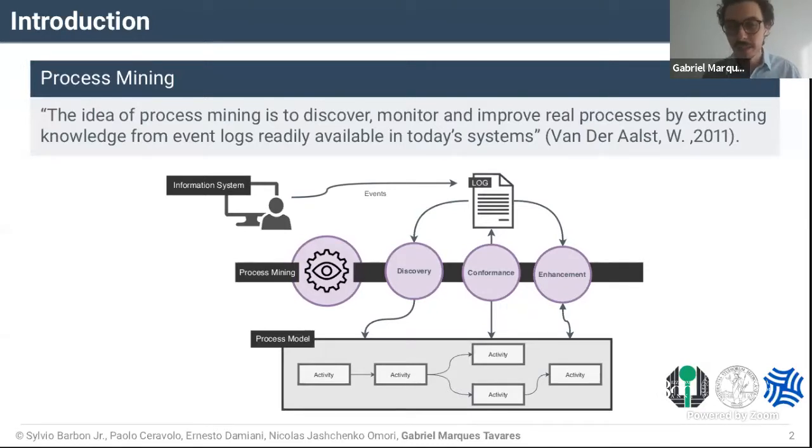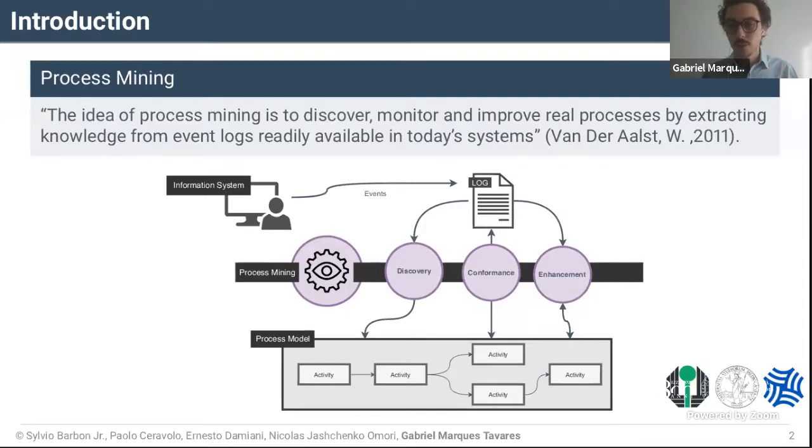So I have listed here the three main traditional tasks of process mining, which are process discovery, conformance checking, and process enhancement. But of course, we have several additional tasks such as process prediction, variant analysis, anomaly detection, and so on. So why am I showing this overview of process mining?